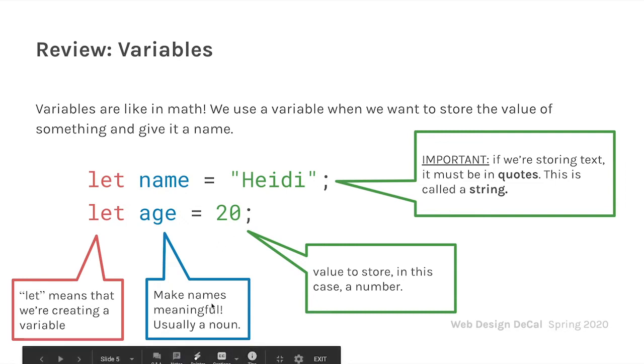The names are usually meaningful, like a noun, and you can store different types of values, such as numbers and strings. When I say string, I'm referring to when we just want to store some sort of text, and it has to be in quotes so that we can distinguish between text that we want to store and the name of a variable. For example, if this was not in quotes, then JavaScript would go looking for some variable named Heidi. But because it's in quotes, JavaScript knows that we're just talking about the name Heidi just as it is.